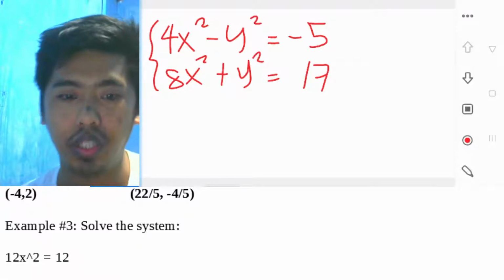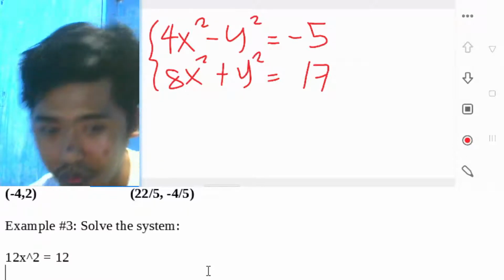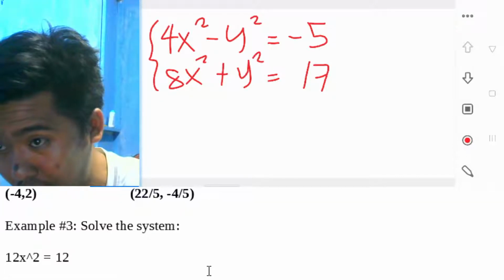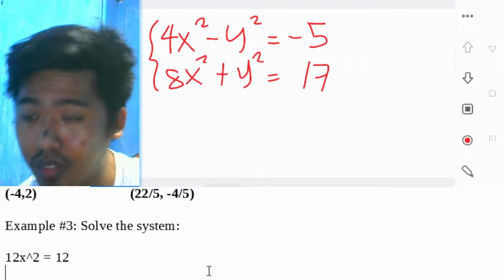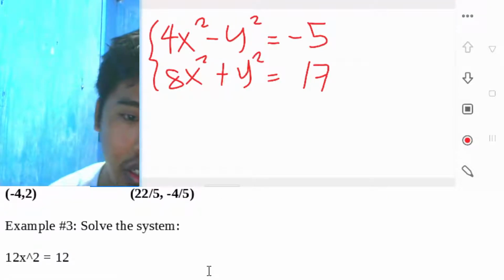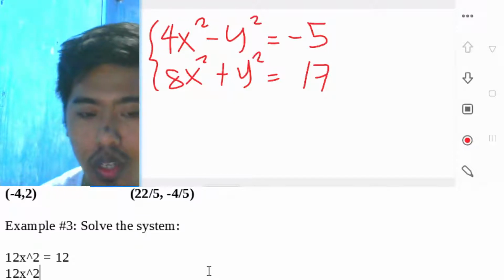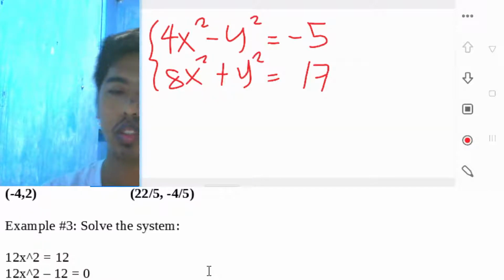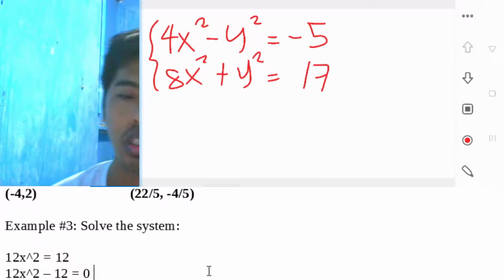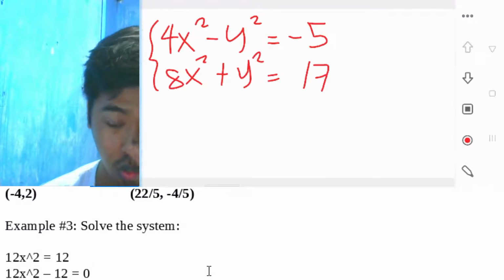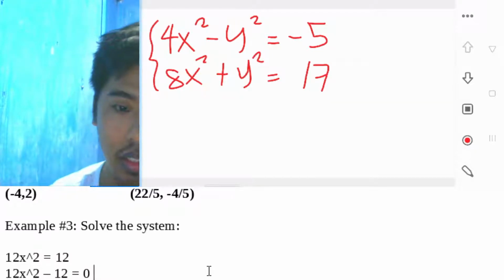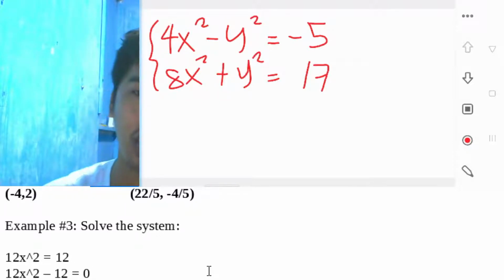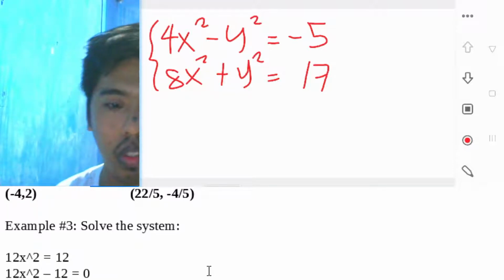Okay, let's continue. 12x squared is equal to 12. After we cancel out the y, 12x squared minus 12 equal to 0, right? If we put it on the other side, we can divide both sides by 12, so we have x squared minus 1.